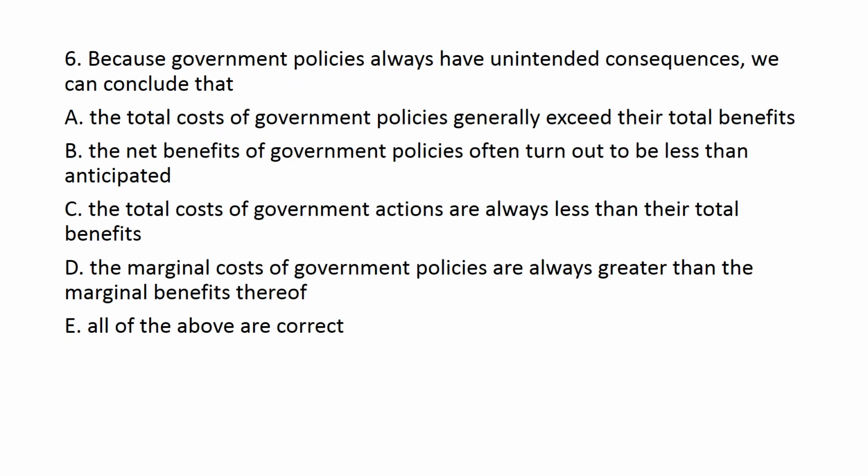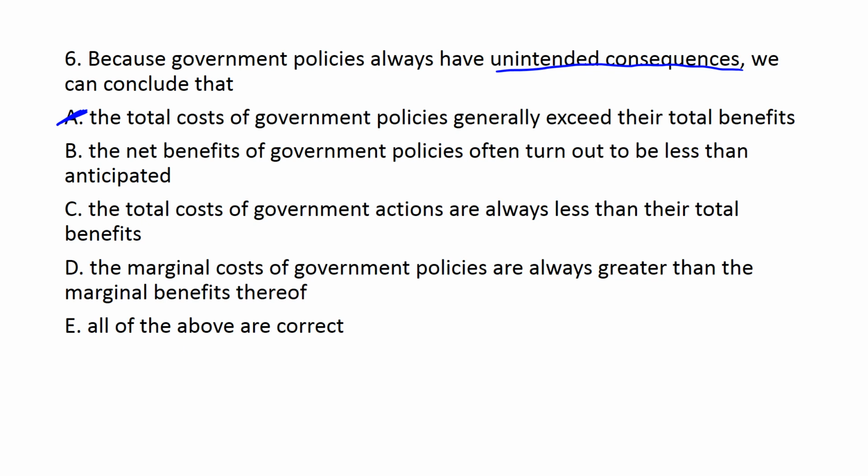This question is also from the reading, and it says, because government policies always have unintended consequences, we can conclude what? So in this chapter they talk about how certain actions taken by the government have some type of consequences that are not initially estimated. And so since there's extra costs, they might be messing it up. And so here, because of that, A says the total costs of the government generally exceed their total benefits. The total costs are higher, but nothing says it exceeds the total benefits, so that's not true.